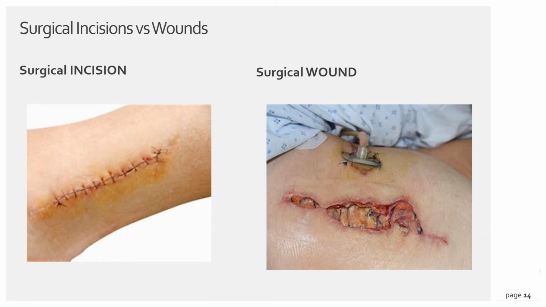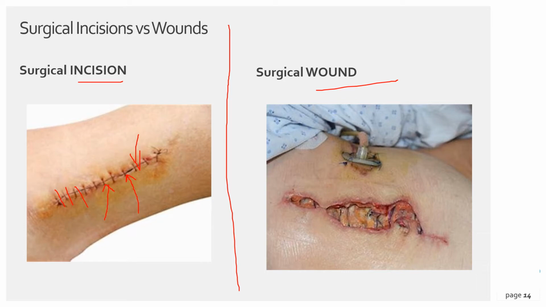Let's look at surgical incisions. I'd like to make a very clear distinction between incisions and wounds. Incisions are held together nicely with sutures or staples or glue. And you see how the skin is nice and closed together, well approximated. This incision will go on to heal nicely.